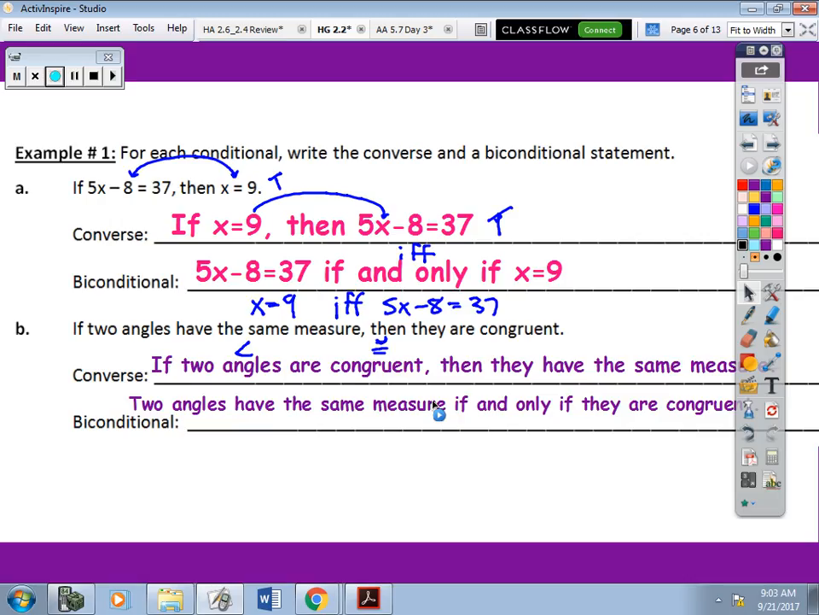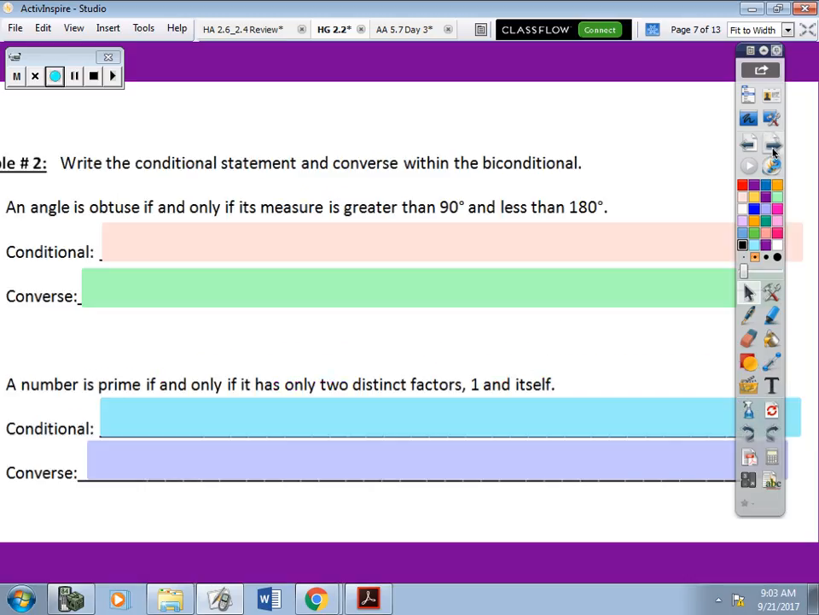Two angles are congruent if and only if they have the same measure, or two angles have the same measure if and only if they are congruent. Okay? All right. The next set of examples are written as biconditionals.